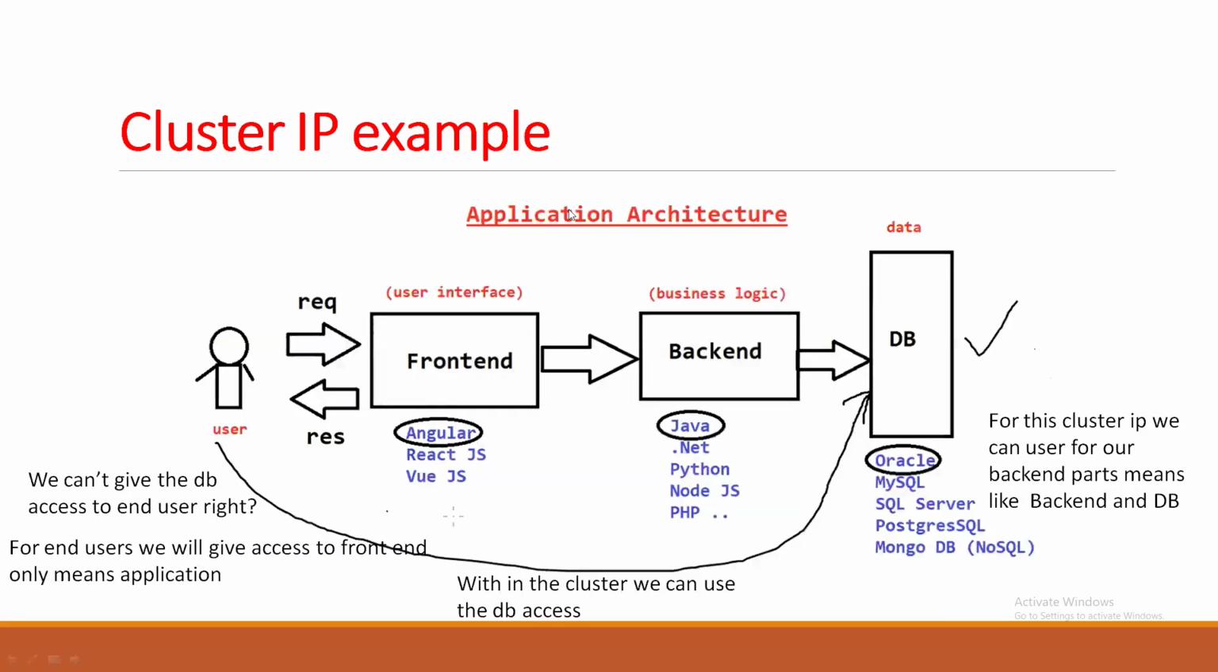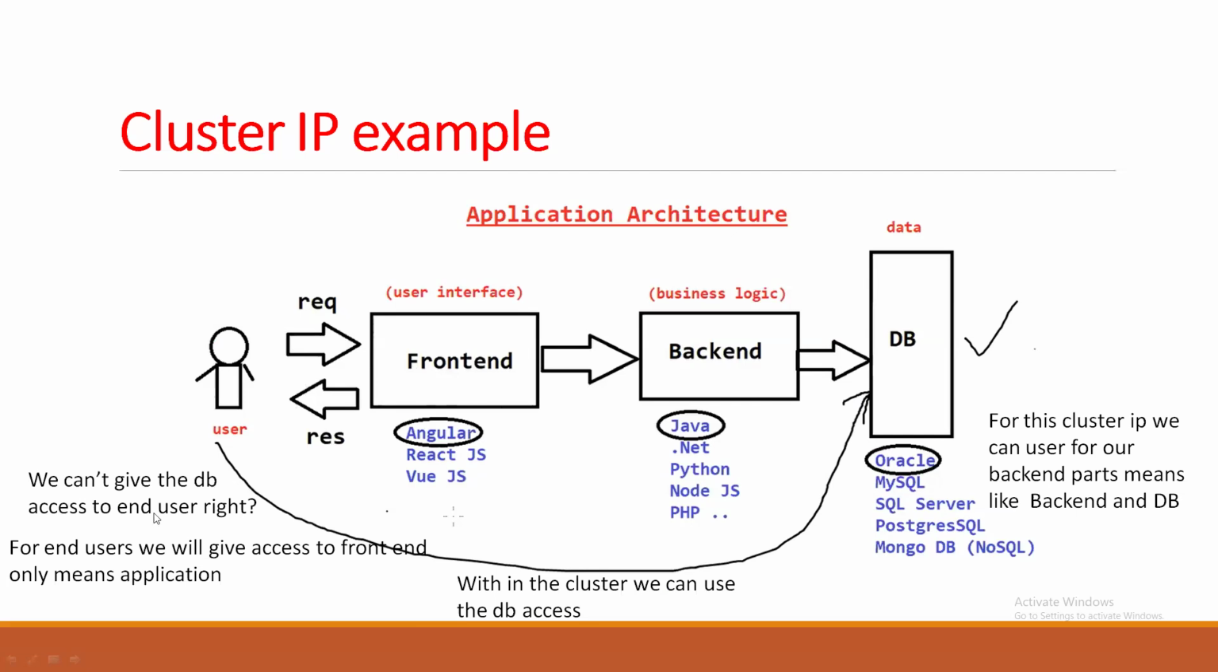Take a cluster IP example, an application architecture. This is the user, this is the front end, this is the back end, and this is the DB. How will the requests and responses get from the outside? For this purpose, we need a node port. From front end to back end, we need to pass information, but we don't need to expose it outside. Internally, you can expose it by using the cluster IP, from here to here, here to here, right?